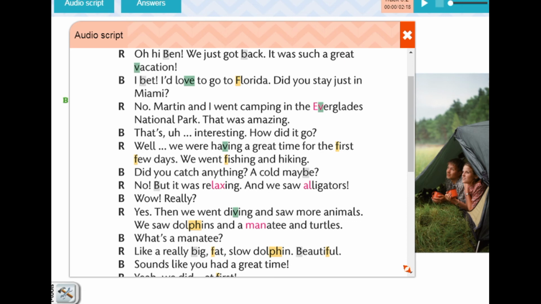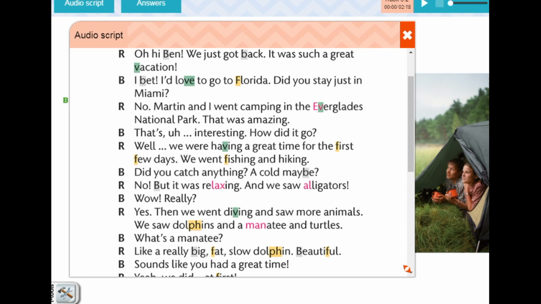And they also say something that was relaxing but dangerous, right? They saw alligators. Saw is the simple past tense of the verb see, okay? And they also mention another activity, go diving. In the past tense, went diving. They saw more animals. They saw dolphins and a manatee and turtles. And the guy asked, what is a manatee?